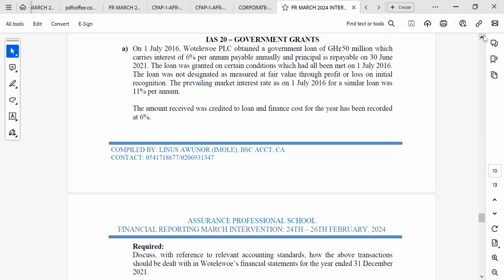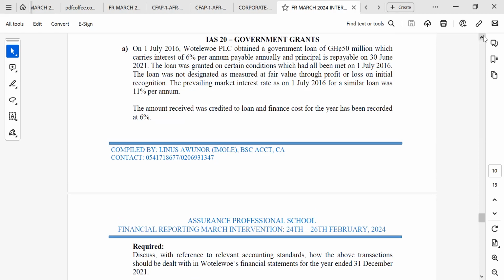Okay, you can see that the loan was granted on what? On a condition, isn't it? Even if there is nothing over there, whenever a government is giving a loan to a company, the loan will always be given at a subsidized rate. It will be given at a rate lower than the commercial rate, the market interest rate.